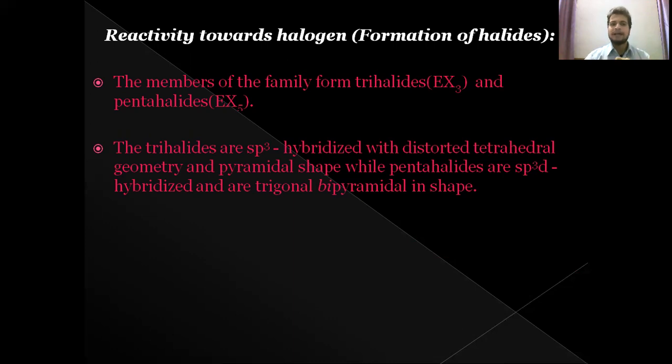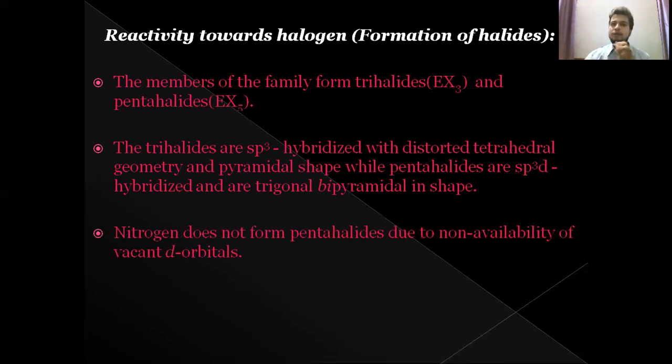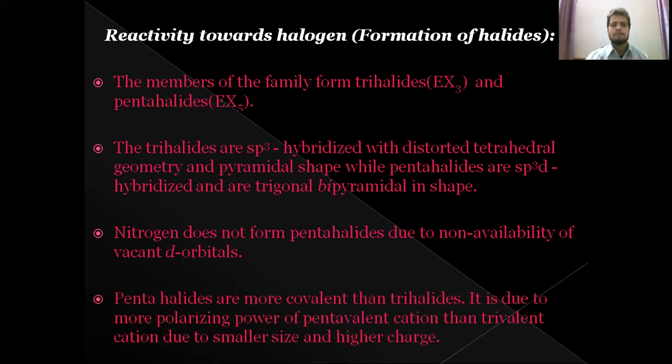And when it is a pentahalide, the hybridization will be dsp3d, and its shape will be trigonal bipyramid. Please remember that it is general for all. And remember that nitrogen will not form pentahalide, as we have discussed, because it does not have any d subshell or d orbital in its valence shell. All the others have it, so all the others can form pentahalides except nitrogen. And remember that pentahalides will be more covalent in character than trihalides. So if you take the covalent character, then pentahalides will be more covalent than the trihalides.